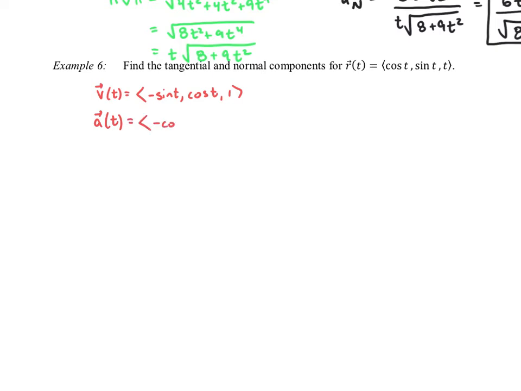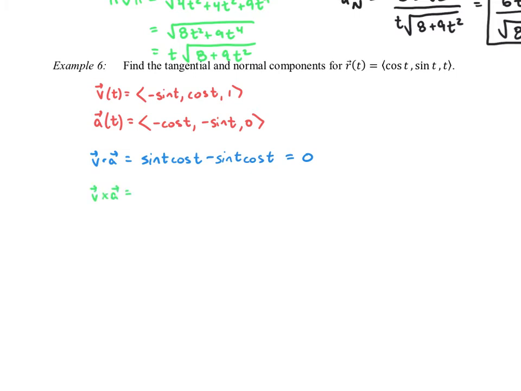That will be negative cosine t, and then negative sine t and 0. And then the next step is to do the dot product between the two. So when we do our dot product, what we get is positive sine t cosine t, plus, and then it's going to be a negative. So let's just make that a minus sine t cosine t, and then of course 0. And that gives us a total of 0. So the dot product is 0. That one's pretty easy. And then we're going to do the cross product.